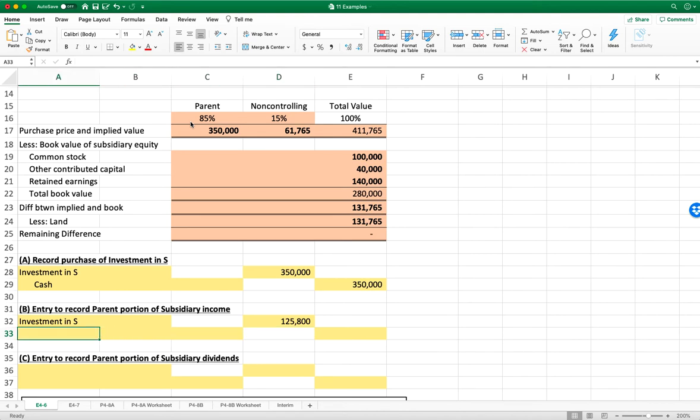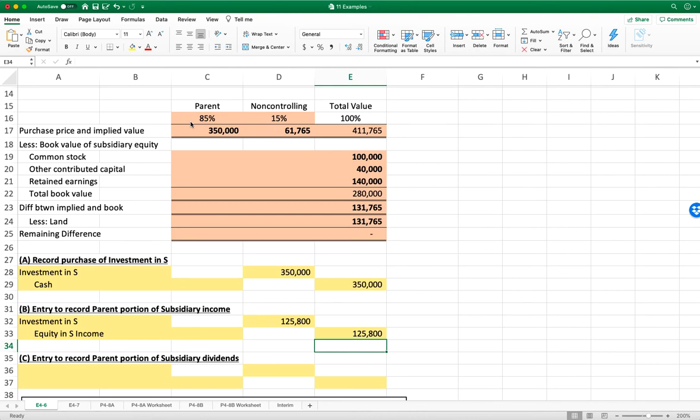Now, our credit here, in our investments chapter, we called it investment income, and it still is investment income. But the book that we are using now calls it equity in S income. So that's what I'm going to call it to keep you from getting confused when you're doing your homework.